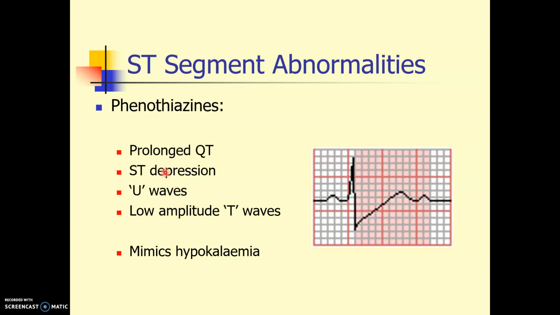Phenothiazine overdoses are commonly seen, and as with many anticholinergics, what you see with phenothiazines is a prolongation of the QT interval, ST depression, the development of U waves, and low amplitude T waves. And if you think about that, they may tend to mimic what you're seeing with hypokalemia.